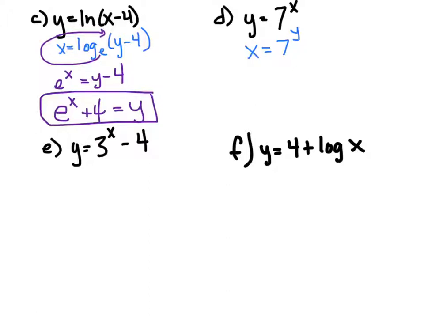Now, we have to remember how to do the loop on an exponential. Where's my loop going to start? At the 7. Why at the 7? Because it's the base of the exponent. So 7 around the equal sign. Now, we know it's a log, so it's log base 7 of what? y. Of x equals y.